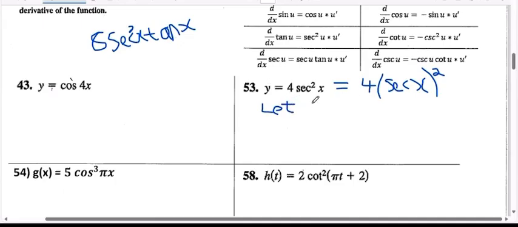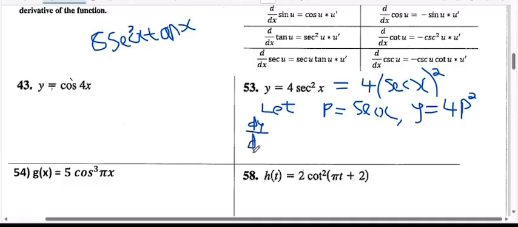If I let p equal sec x, my y now is going to be 4p squared, right? If I have this now, I actually want dy/dx. If I want to find dy/dx, I need dp/dx.